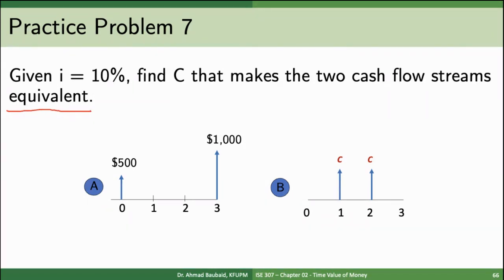We've already seen that sometimes cash flows might look different, but I can make them equivalent, or maybe the right interest rate makes them equivalent. And so here you're actually given the interest rate, but the payments are what's missing. So can I solve this problem? Can I find a way to make these two cash flows equivalent and then solve for C? And the answer, of course, is yes. And so I want you guys to tell me how I can do that.